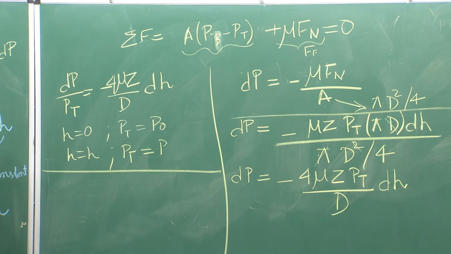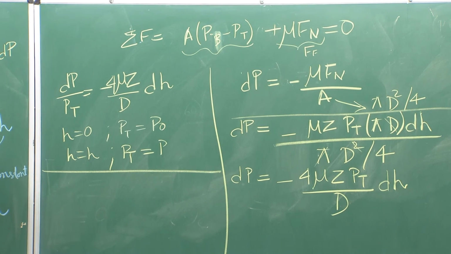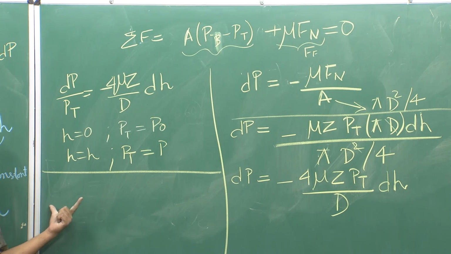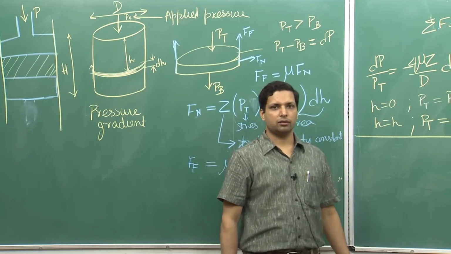What I would like you to do is take this to the next step and come up with the final equation where P will be in terms of P naught and the other parameters. Try this on your own until we meet in the next lecture. So, thank you.